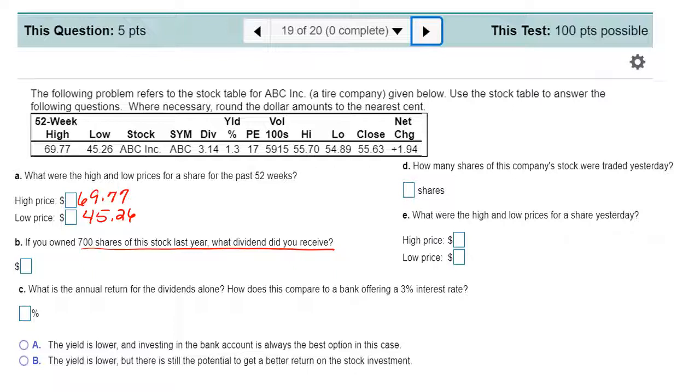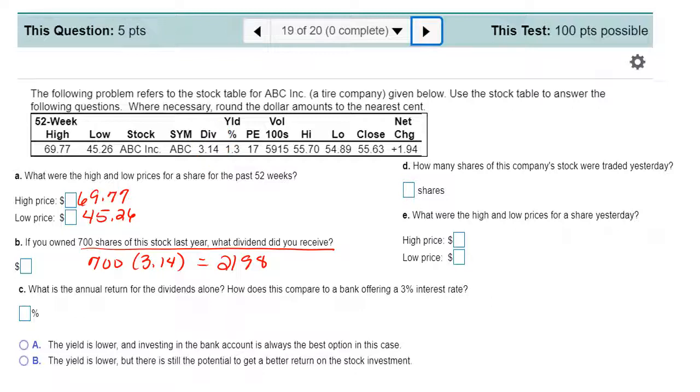In question B, it said if you owned 700 shares of this stock last year, what dividend would you have earned? You would multiply 700 times this amount, $3.14. When you do that, 700 times $3.14, that gives me the answer of $2,198. That would be the answer for part B.